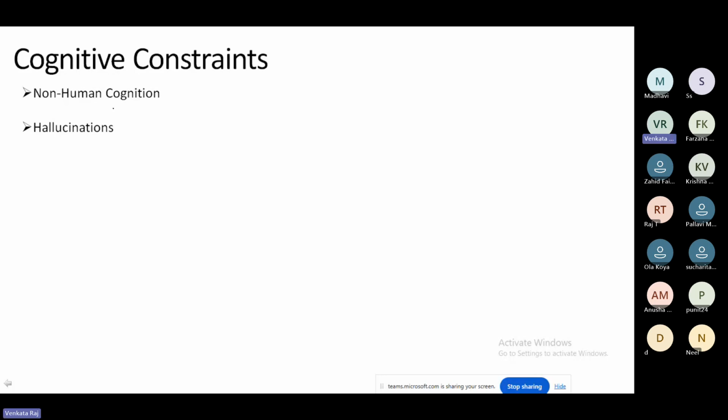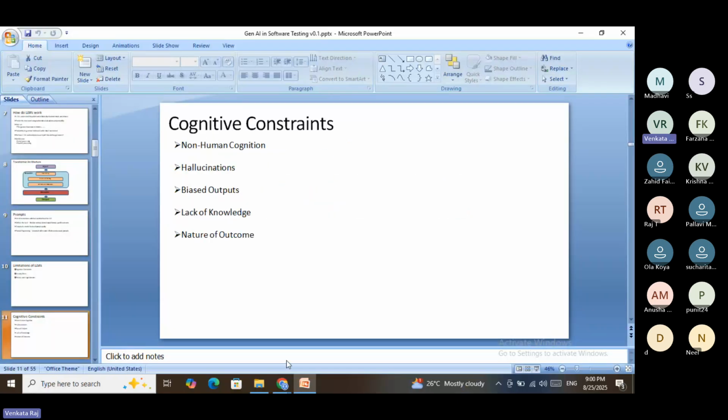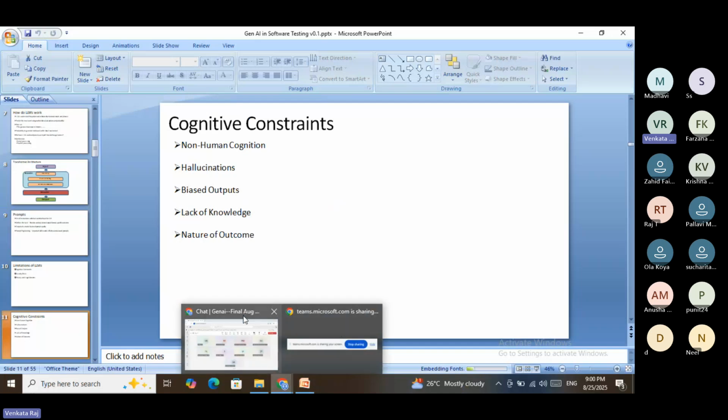Okay. Then, guys, another term is biased output. This is very, very interesting also. What happens is the AI model... One minute. I want to show some example basically.